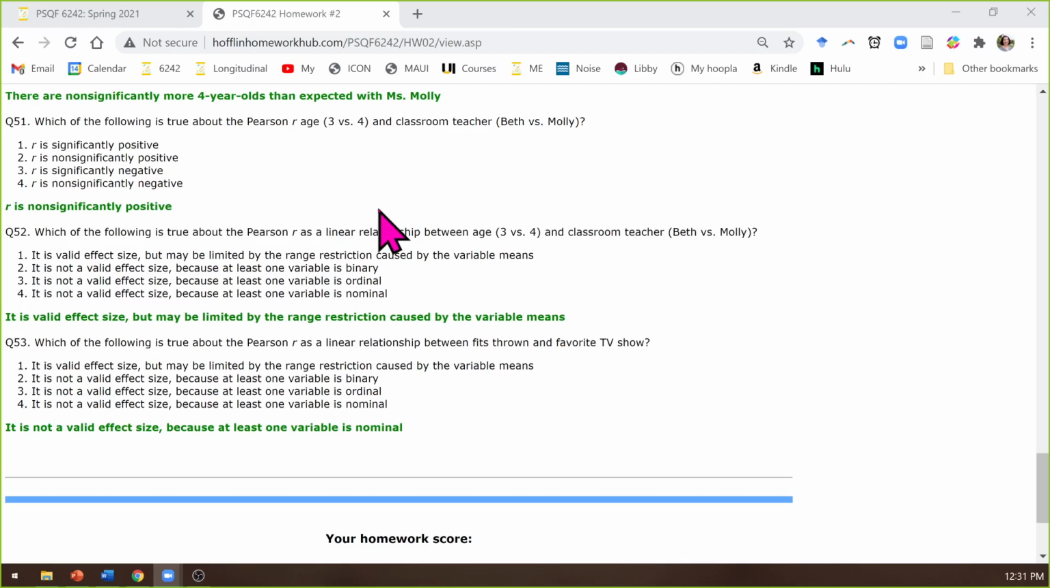So several of the questions are going to be custom based on whatever data results you found. So whether a given correlation was significant or not significant, positive or negative. The last 2 are true of everyone because everyone has the same story as part of their design. So which of the following, number 52, is true about Pearson's r as a linear relationship between age, which is binary, and classroom teacher, which is also binary?